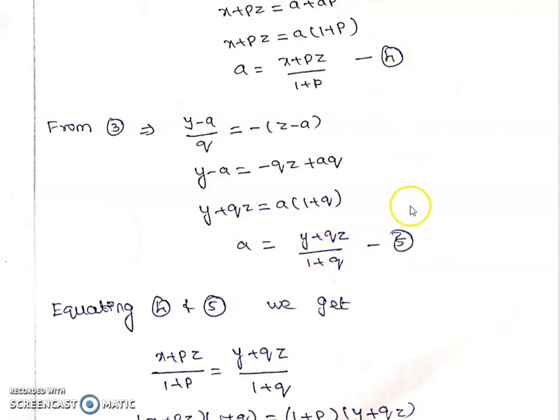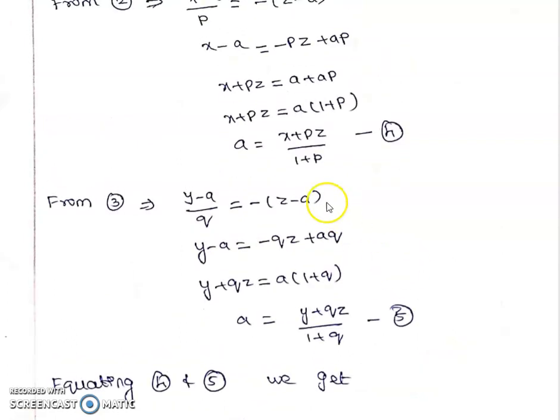So substituting these 4 and 5, here in 4 and 5 both left hand sides are equal, so we can directly equate the right hand sides. Therefore, (x + pz)/(1 + p) = (y + qz)/(1 + q). Then cross multiplying and equating, we'll get the partial differential equation.